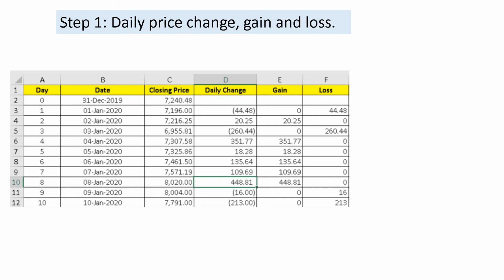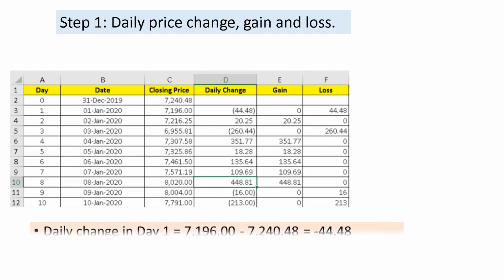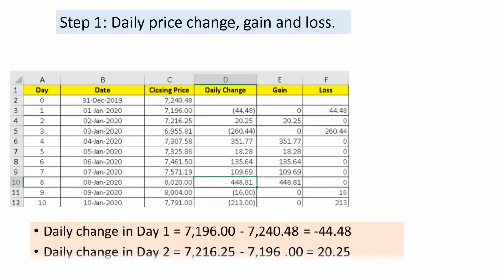In step 1, we calculate the daily price change, gain and loss. For example, daily change in day 1 is the price of day 1 minus the price of day 0. Daily change in day 2 is the price of day 2 minus the price of day 1.